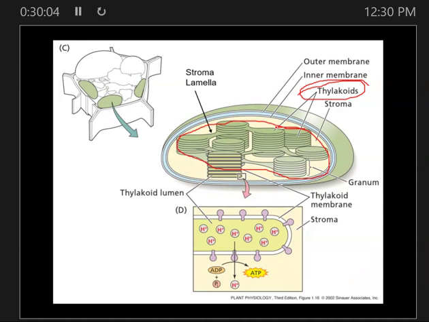Then they further dissect what's going on here. So the stacked regions, just the parts that look like coins stacked on each other, those are called granum. If you talk about just one, it's granum. If you talk about more than one, you call it grana. So if I say, oh, look at all the grana, what I'm referring to is all these stacked regions of the membrane. So that's all membrane material, all stacked up like that.